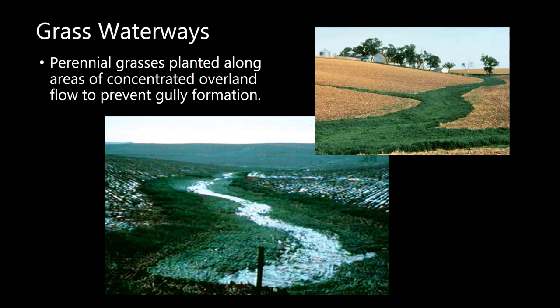Grass waterways are strips of perennial grass planted along areas of concentrated flow, and they really help with preventing gully formation and capturing some sediment before reaching the stream or ditch further downstream.